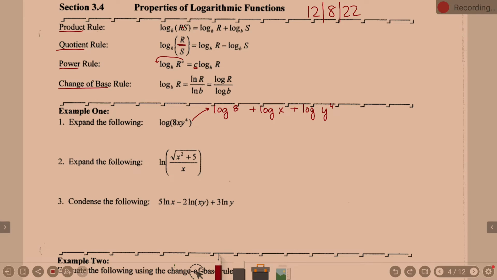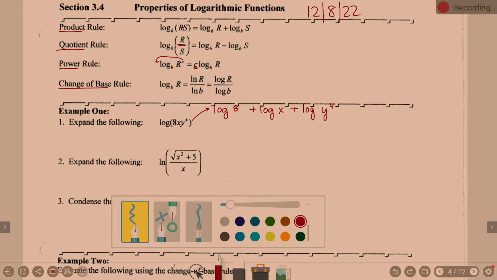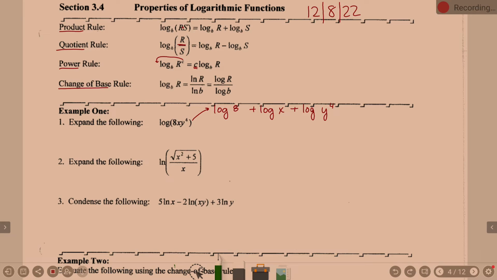What other property can I use here? The power rule. Yeah, the power rule. What's the power rule say we can do? Okay. We can take the power, any powers, and write them out front. Now, what if I say there's 2 terms we want to use the power rule on? Oh, you can put 2 to the 3rd.